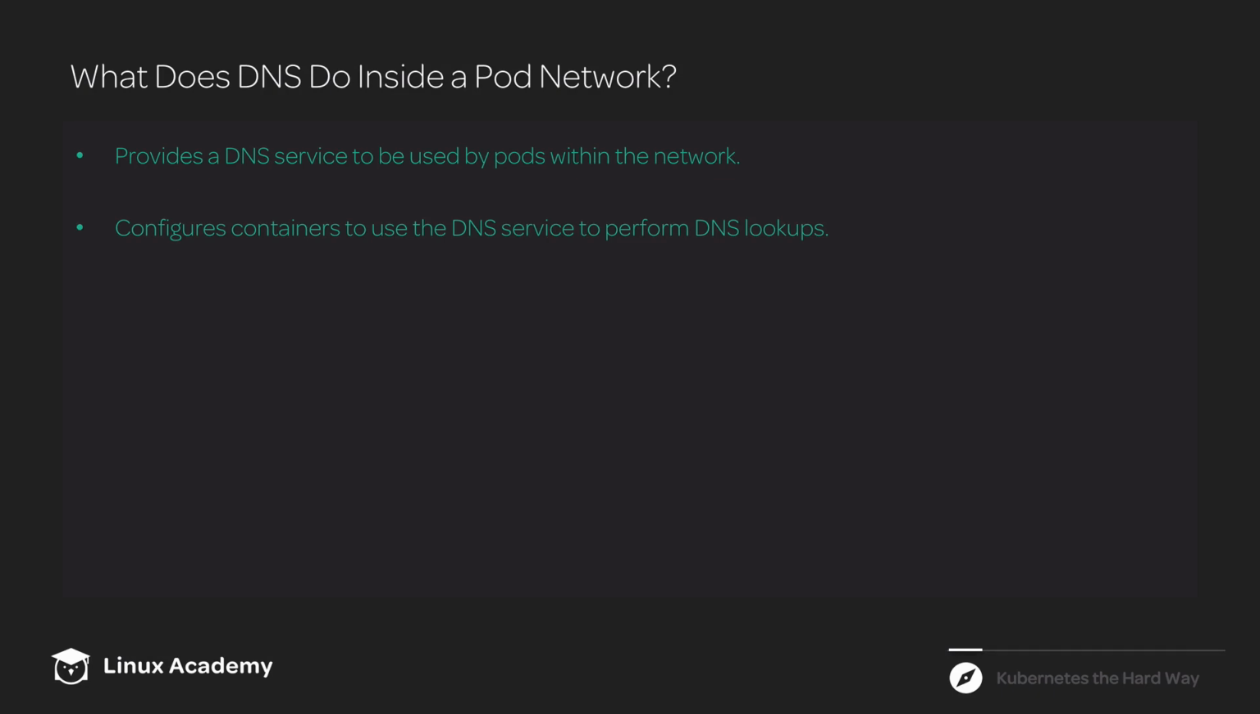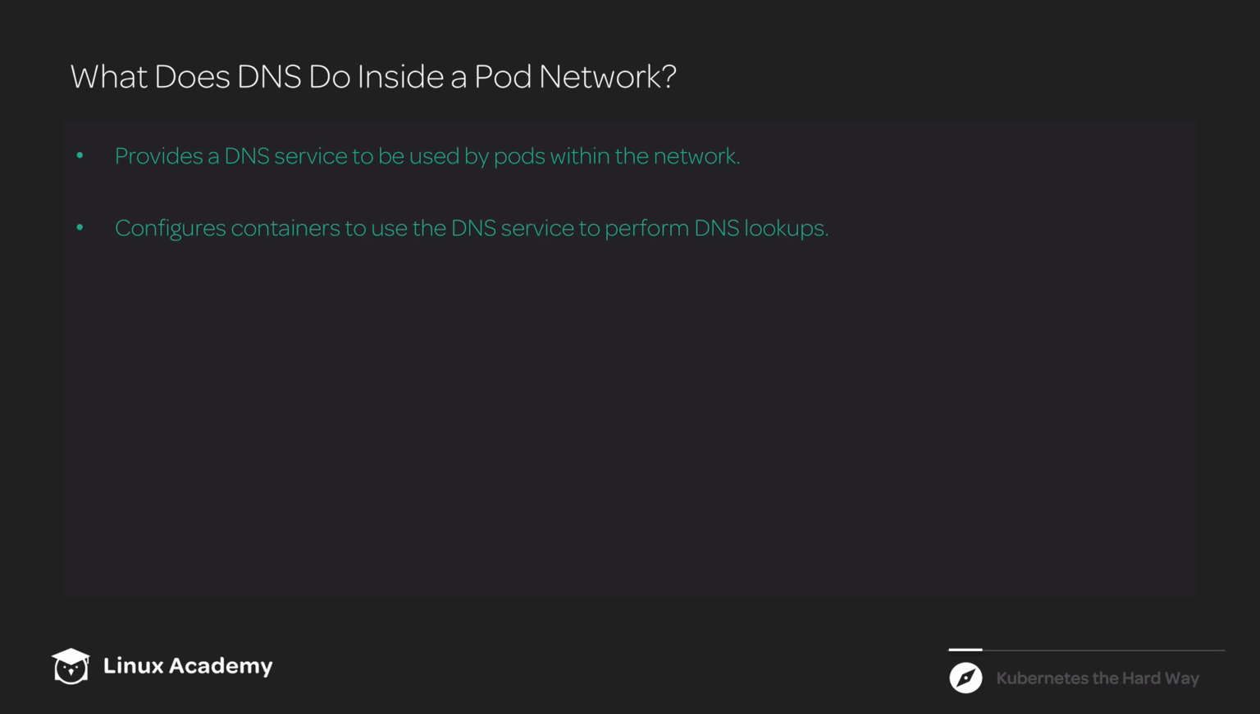If you're not familiar with what DNS is, it stands for Domain Name Service, and what it does is it translates between domain names and IP addresses. So when you go to google.com in your browser, you're actually using a DNS service to look up the IP address that is associated with that google.com hostname. And we need the same service in order to do the same thing inside our Kubernetes cluster.